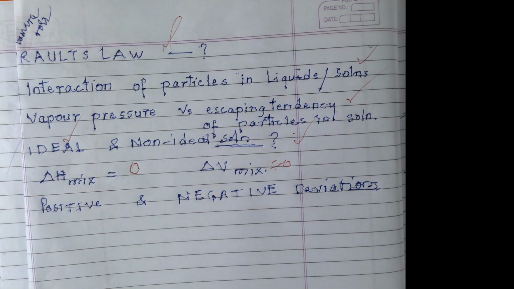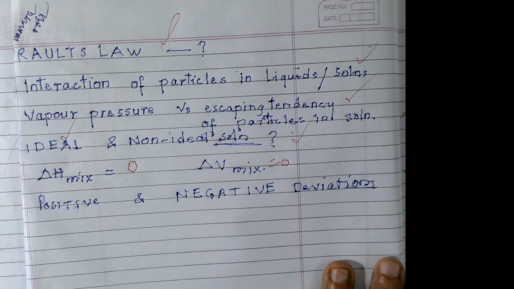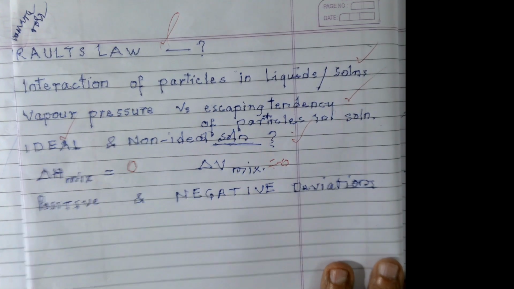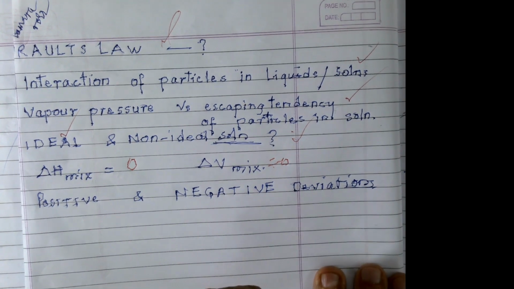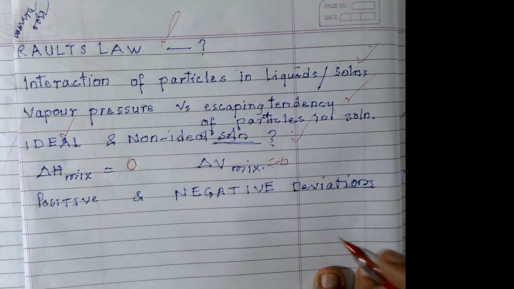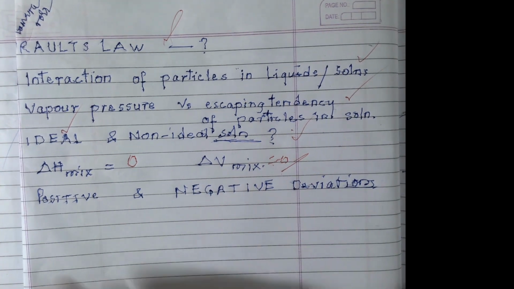All this we have discussed earlier, and we know that if 100 milliliter of a liquid is mixed with 100 milliliter of another liquid, the total volume will be 200 milliliter, provided they behave ideally. There will be no heat change, there will be no enthalpy change, and that will be an ideal solution. So, this is all what we have discussed earlier.